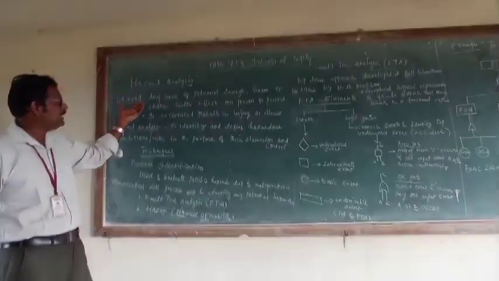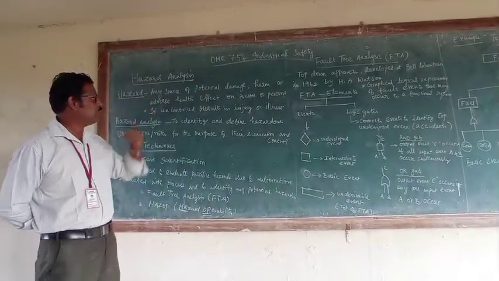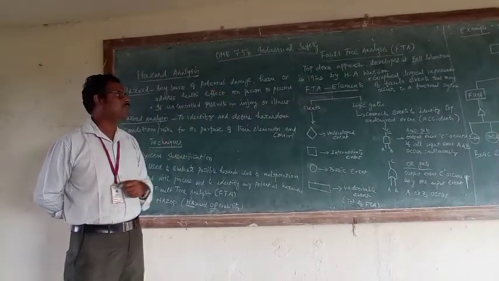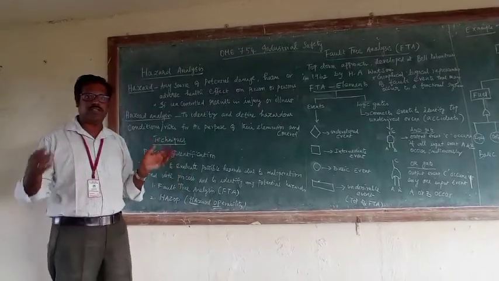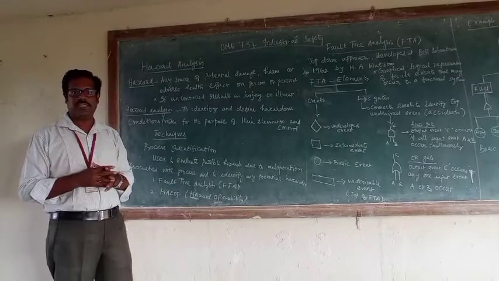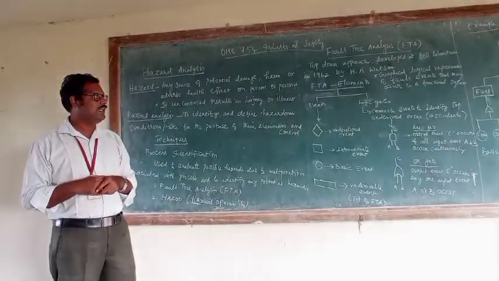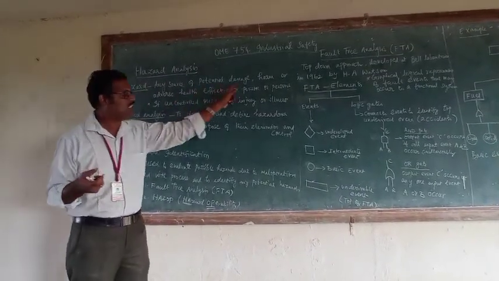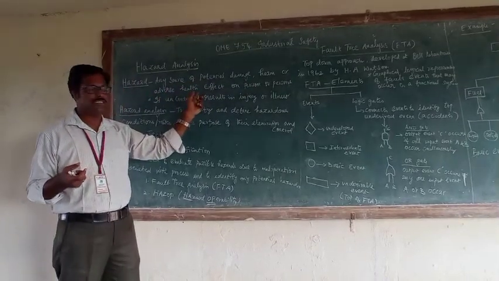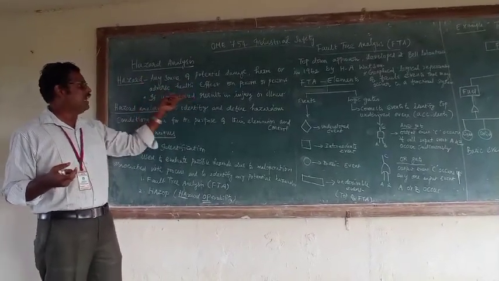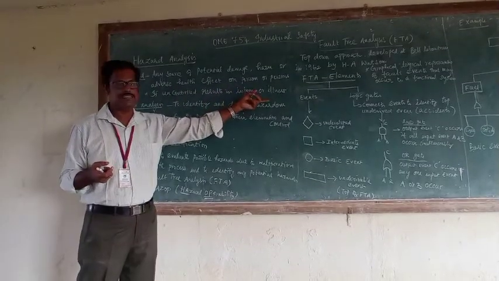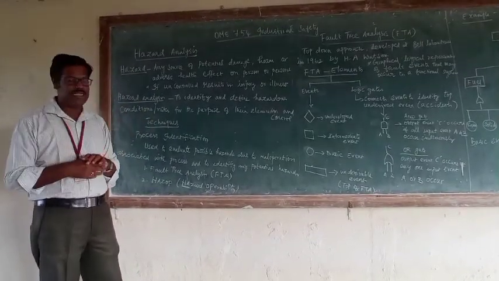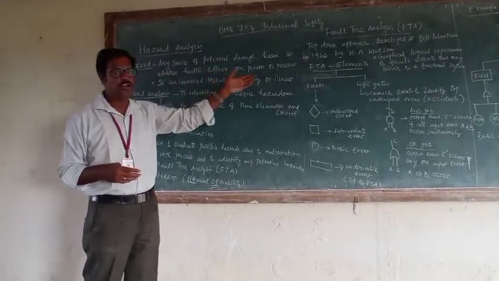Hazard is nothing but any source of potential damage, harm or adverse health effect on a person or persons. In industry you have many machines and equipment, and these can harm the workers working in the industry. By that we have a hazard. So hazard is a potential damage, harm or adverse effect, and due to this hazard it can result in injury or illness if it is uncontrolled, that is, if we are not aware of the hazard.